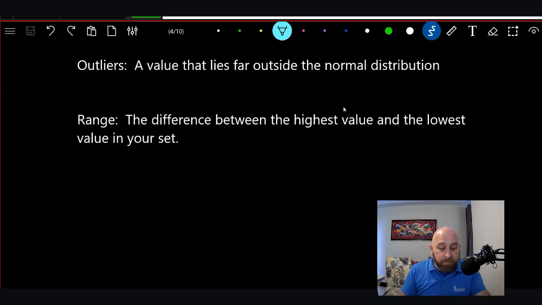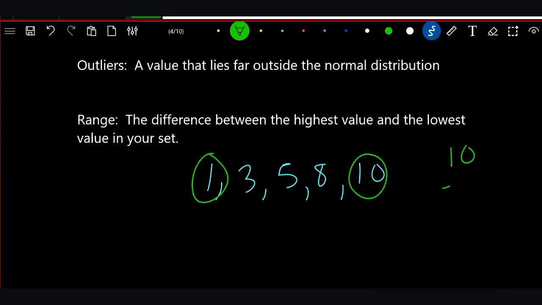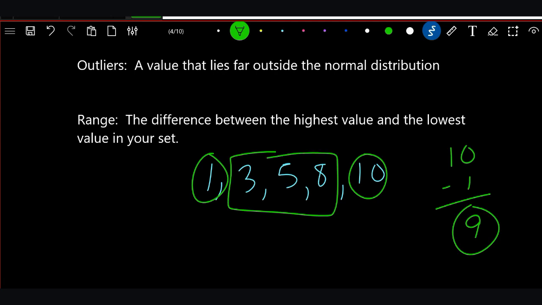Because you're adding 63. The next thing there is the word range. This is on page 557. The range is the difference between the highest value and the lowest value. So if I had 1, 3, 5, 8, and 10, the range is taking 1 and 10 and subtracting them. 10 minus 1 equals 9. The range is 9. In other words, there are 9 number possibilities between 1 and 10. That's the range of this number set. So that's how you would do range.